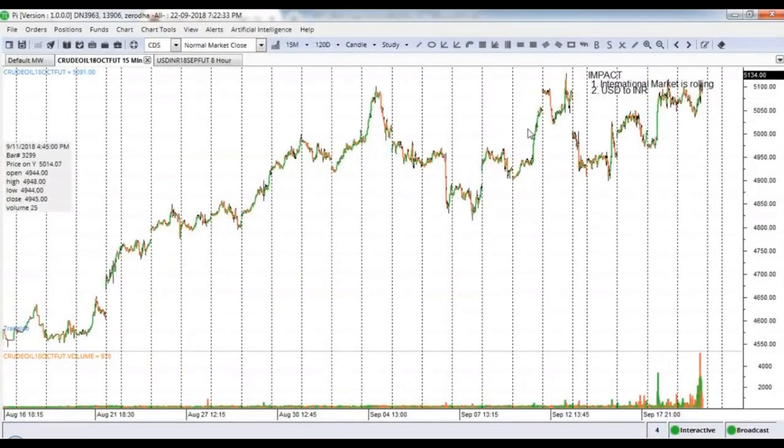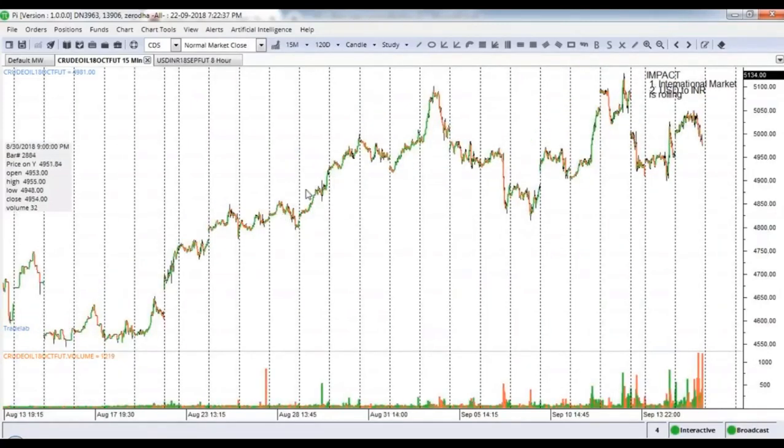Whatever you see from here, it was the end of August and it was going up till mid of September, right? Do you see a similar sort of pattern over here? Because in the international market, the crude is falling over here, but still the dollar rupee is expensive.